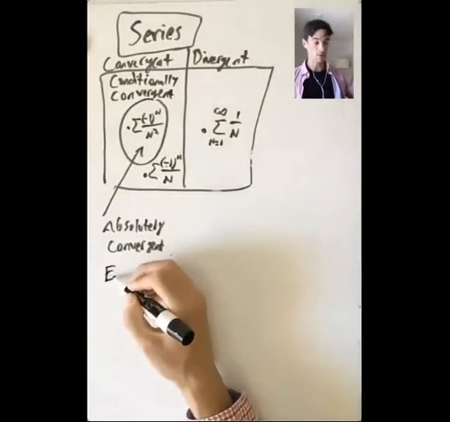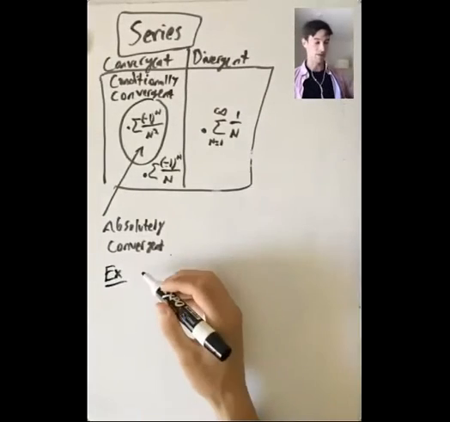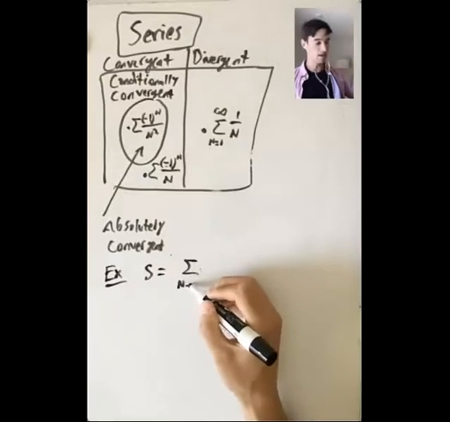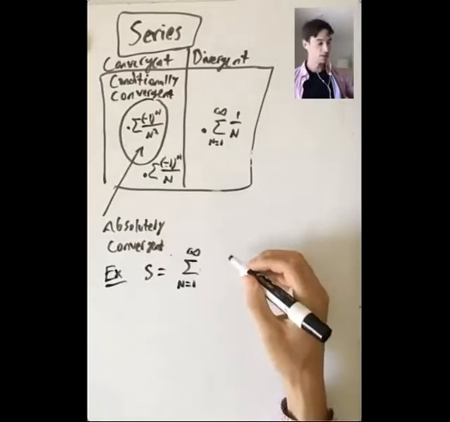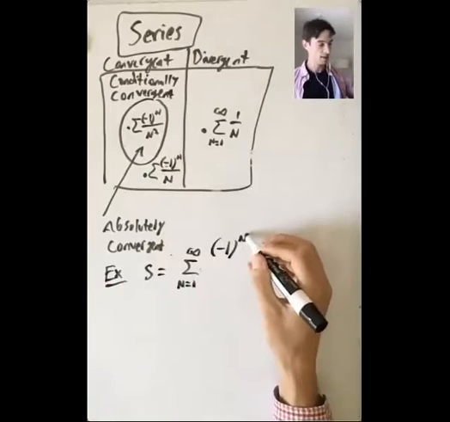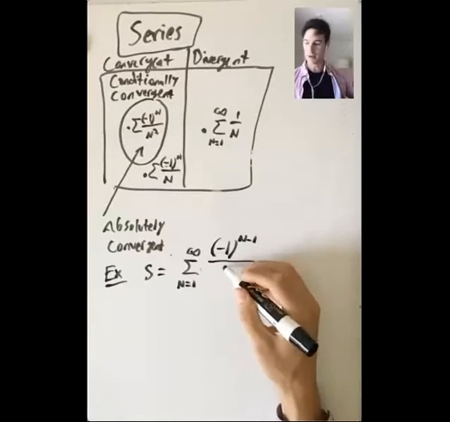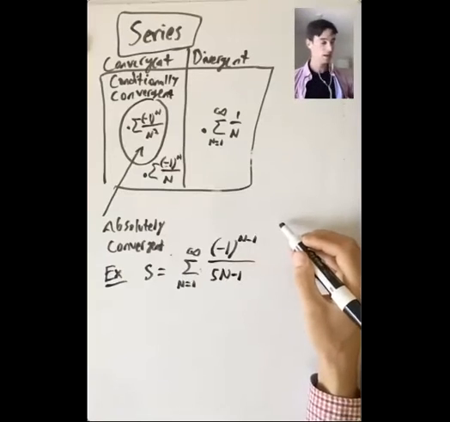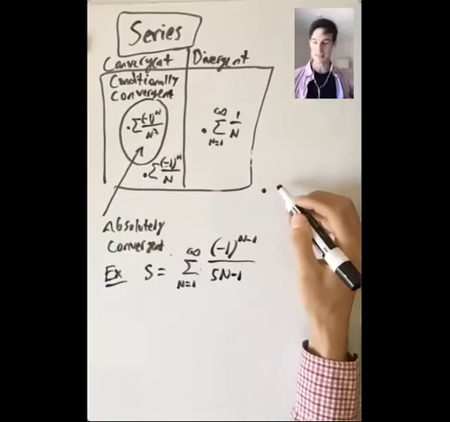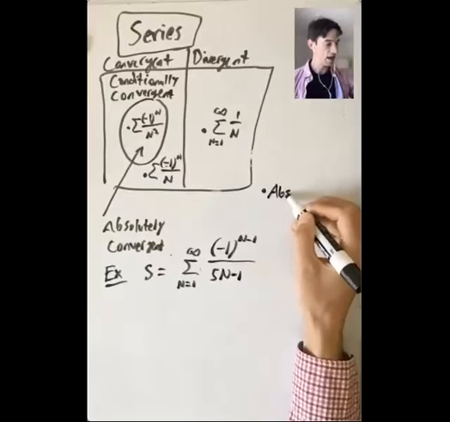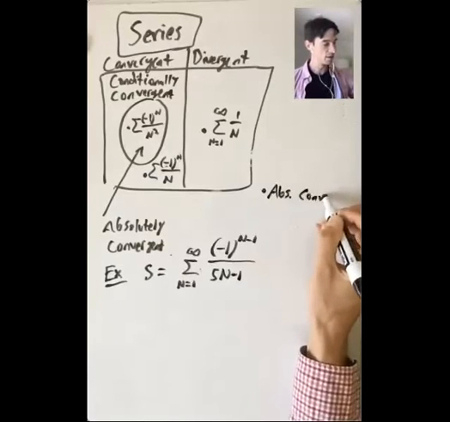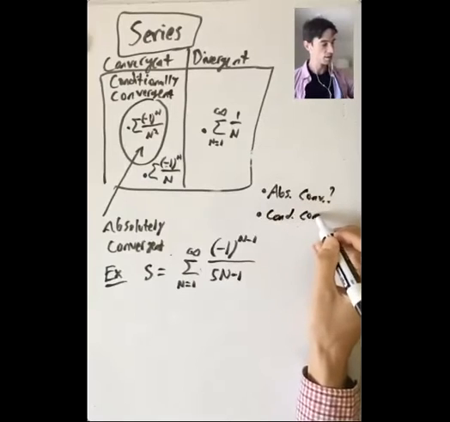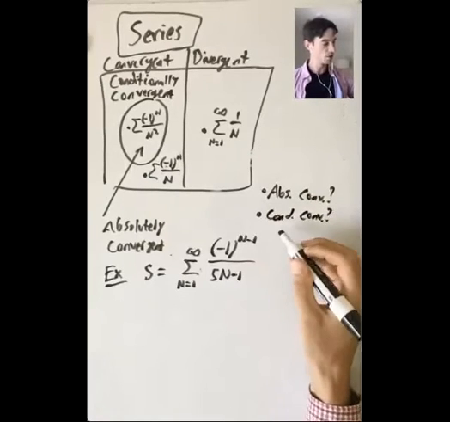Okay, so let's look at one more example in this video. Let's take S to be the sum from n equals 1 to infinity of (-1)^(n-1) over 5n minus 1. And the question we want to answer is, is this series absolutely convergent, conditionally convergent, or divergent?